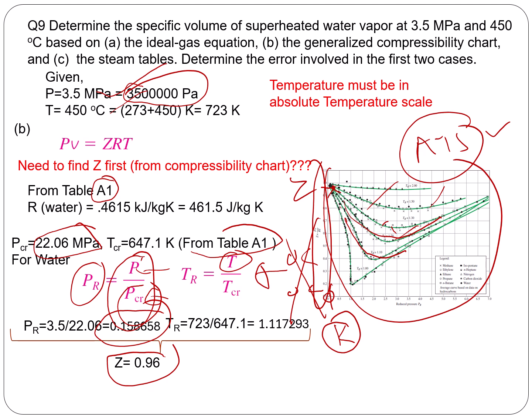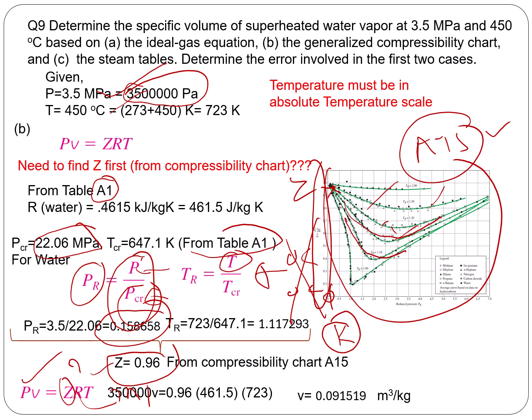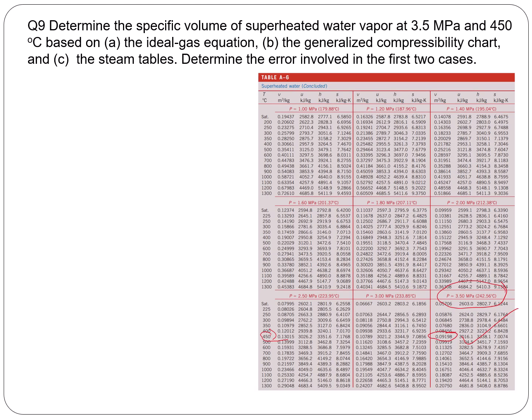Now we have everything to calculate the value of specific volume. Okay, so we know this big thing. Pressure is given, temperature is given, R you get from A1, and the value is 0.091519 meter cube per kg. So this is the second method, and the third method is the most accurate method, which we know before, using the steam table. It already said it is superheated water.